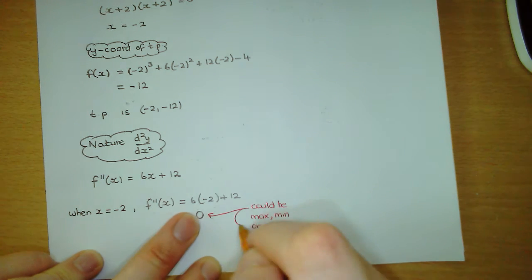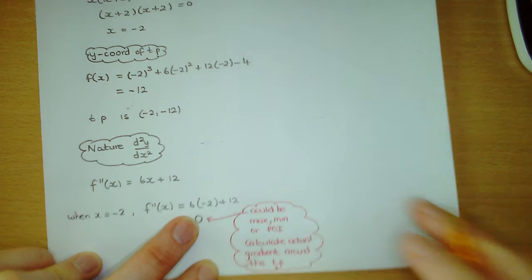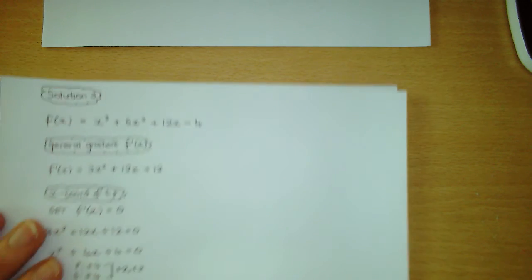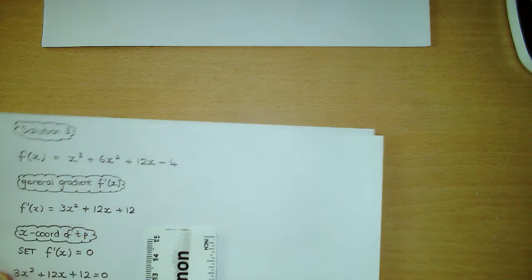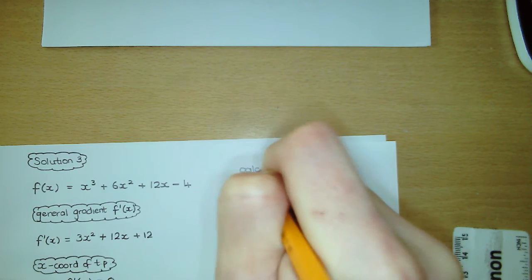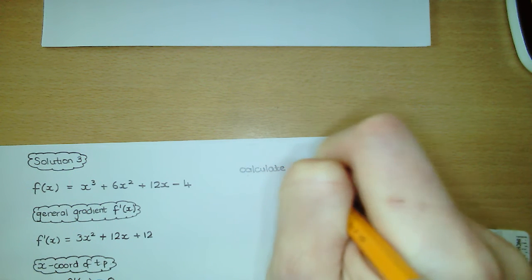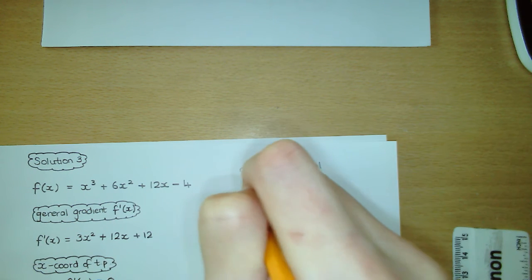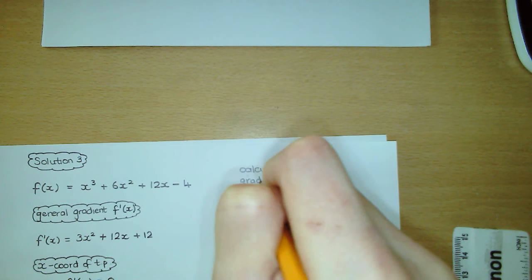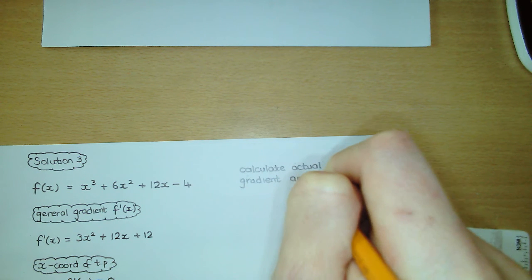Now here's how we do that. So what we do then is we rule a little table. I'm going to give it a title first. So calculating actual gradient around turning point.